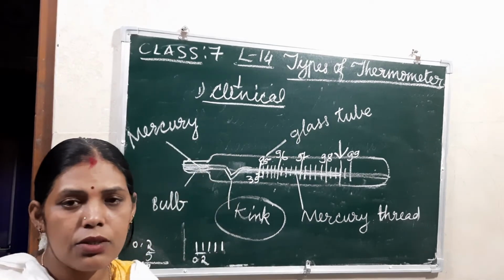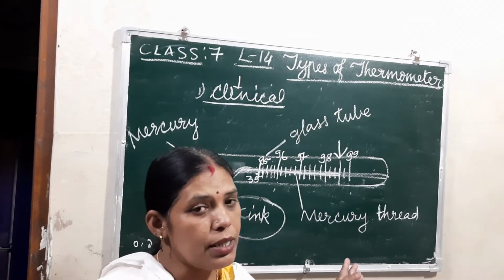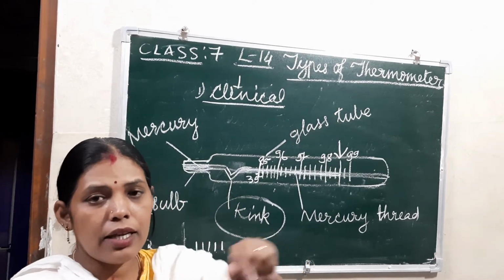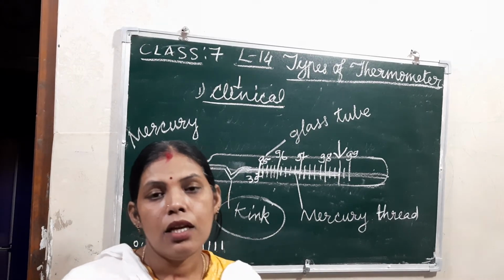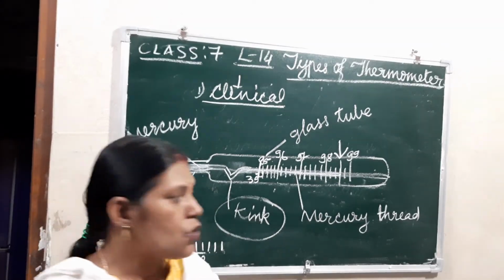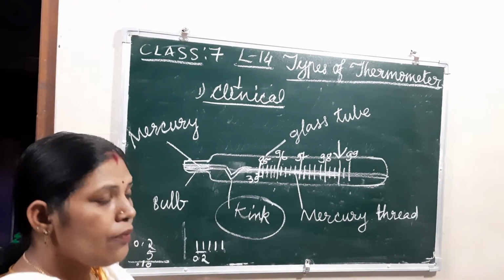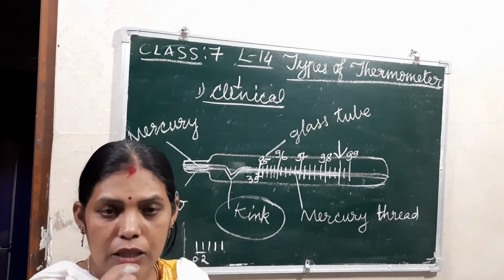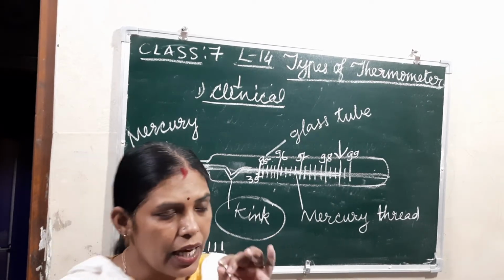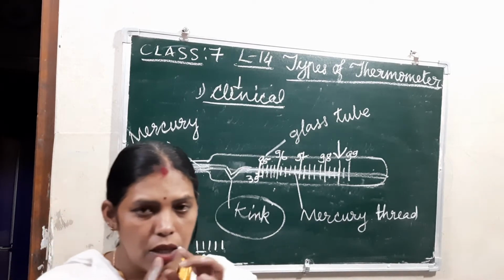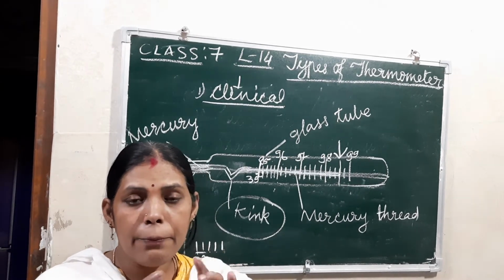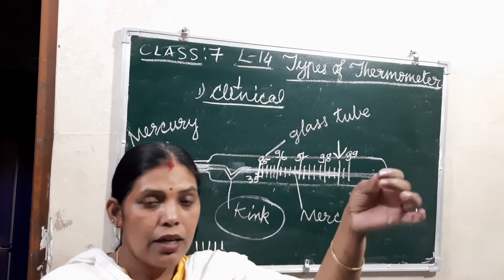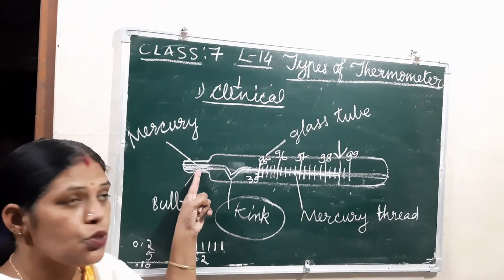To measure body temperature, we keep it under the tongue as well as in the armpit. At these places we get the proper temperature. When we put it inside the mouth, we should take care. After keeping it under the tongue, when we bring it out to read the temperature, we should not hold it on the bulb place. We should not touch this place.